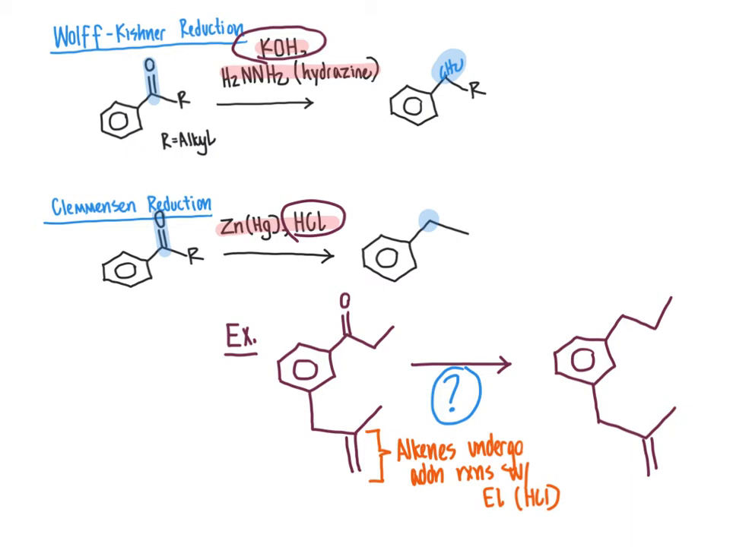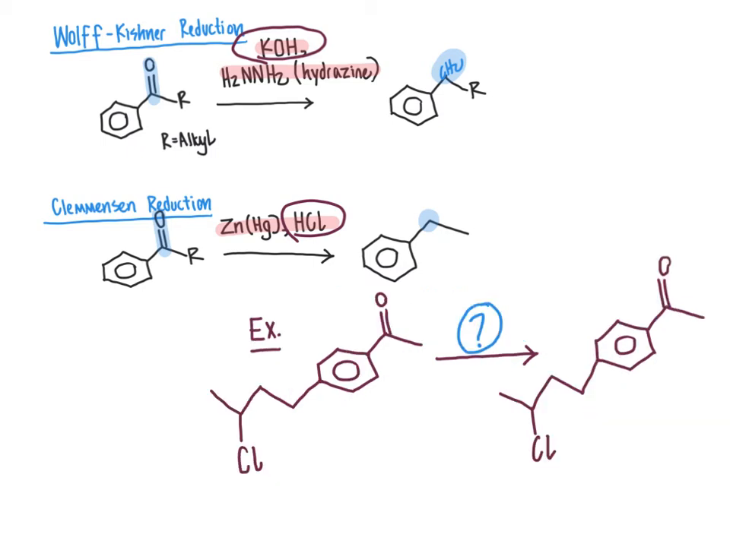And so we can safely use our Wolff-Kishner reduction reaction mixture in order to carry this out. So we put in potassium hydroxide, hydrazine, H2N, NH2, and that would carry out this reduction reaction, enabling us to selectively reduce the carbonyl group to a CH2 group without affecting the alkene group down here.